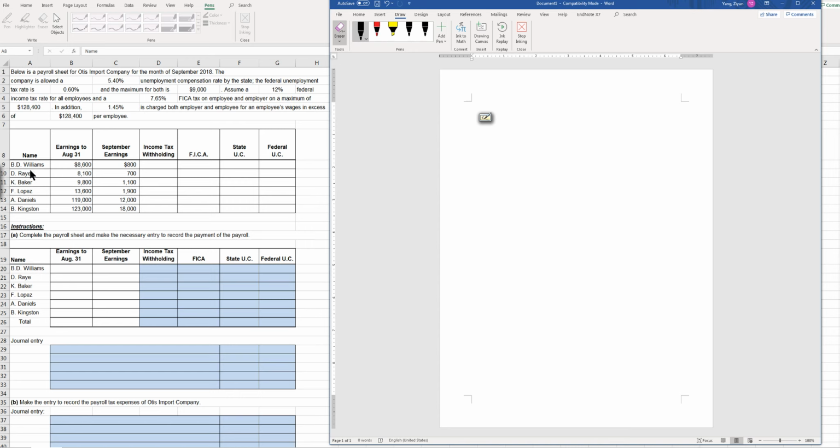We have 6 employees listed, with their compensation until August and their compensation for September. We are doing payroll tax for the month of September for these compensation. I'm not going to go through everyone, just pick a few of them. For example, let's talk about Williams.